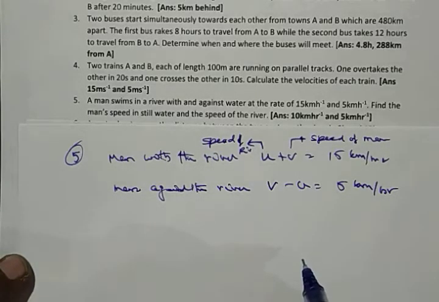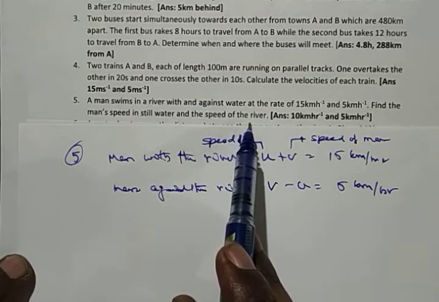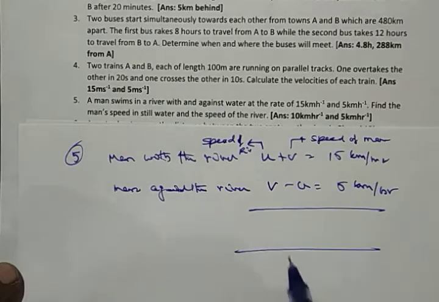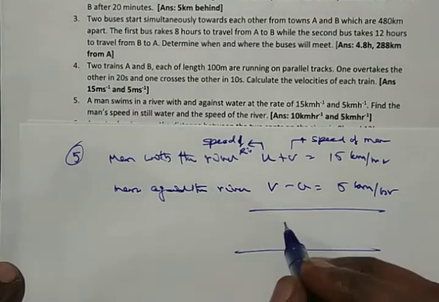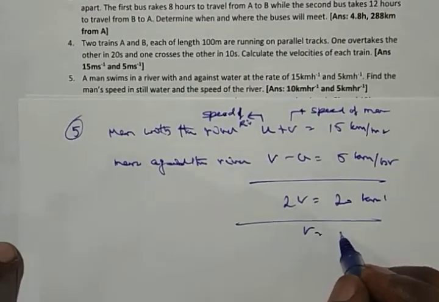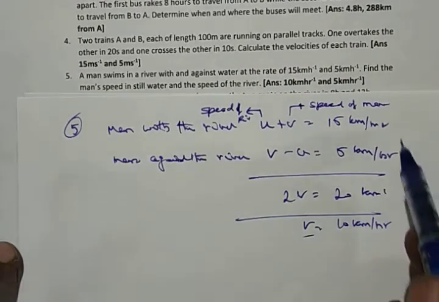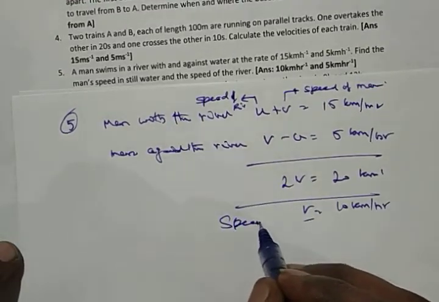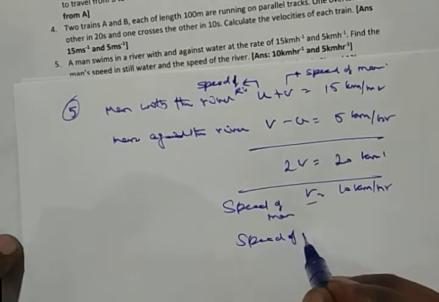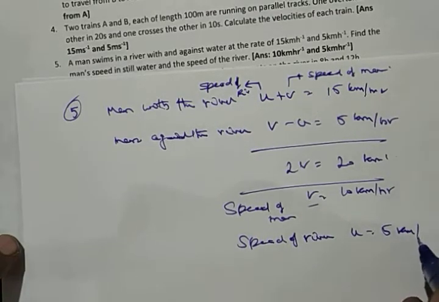So we have to find out the speed of the water in the river and the speed of the man in still water. So you just add these two equations. When you add them, you will get 2V is going to be equal to 20 kilometers per hour. So V is going to be equal to 10 kilometers per hour. So that's the speed of the man. And the next one is the speed of the river. Speed of river, that's going to be equal to U. It will be 5 kilometers per hour. You'll get this answer.